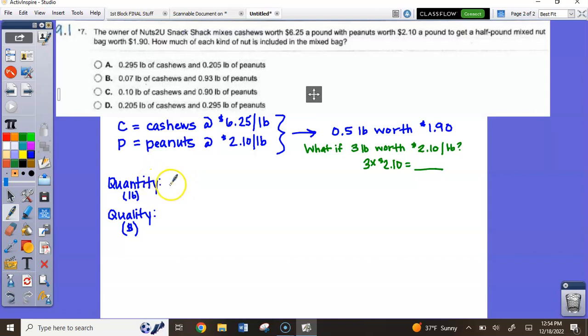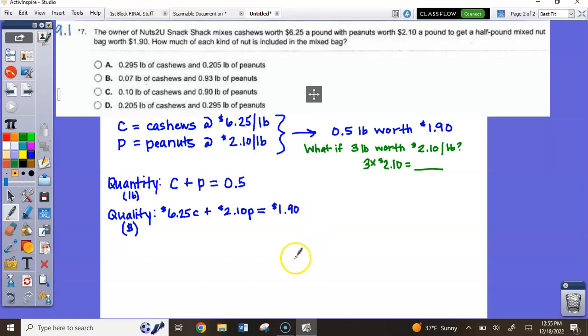Okay, so quantity is always the easier one because it's, hey, I'm mixing cashews with peanuts, and how much weight am I going to get? I'm going to get a half a pound bag, right? Quality ties in the cost of each. So the cashews are, and this is why the little Cliff Notes up here is really helpful, quality: cashews are $6.25 per pound. Peanuts are $2.10 per pound. And we're going to pay $1.90 for the bag.